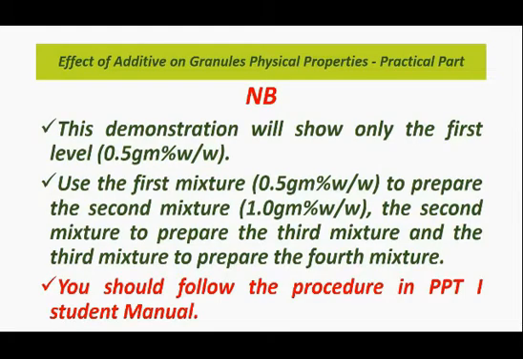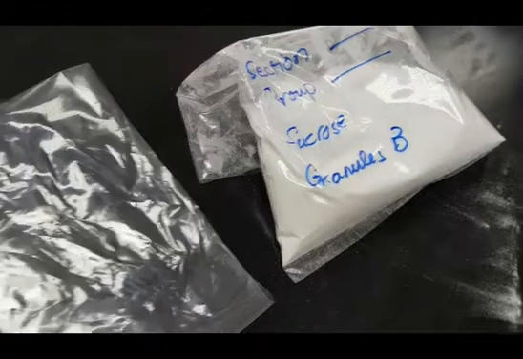Use the first mixture, 0.5 gram percent weight per weight, to prepare the second mixture, which is 1 gram percent weight per weight. The second mixture is used to prepare the third mixture, and the third mixture to prepare the fourth one. You should follow the procedure in your student manual.